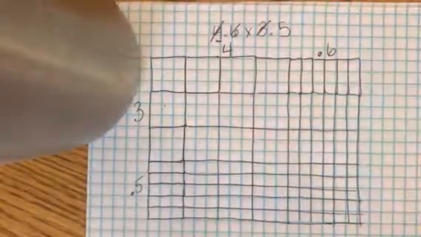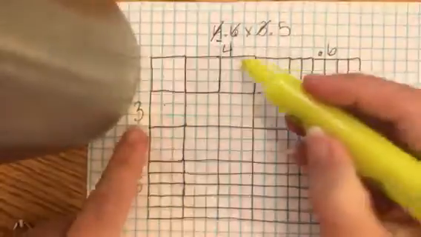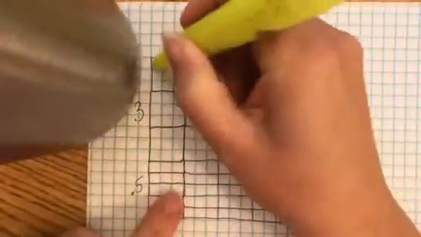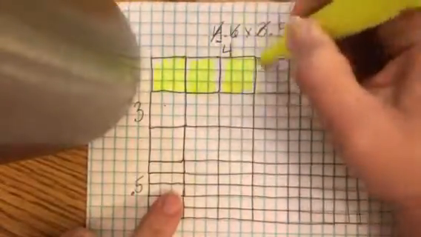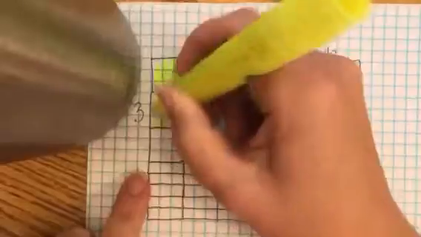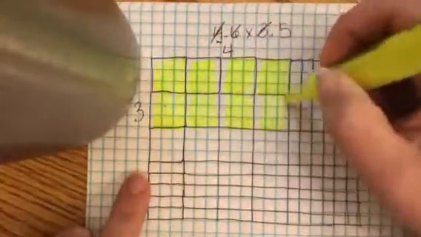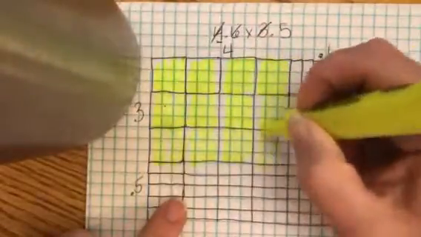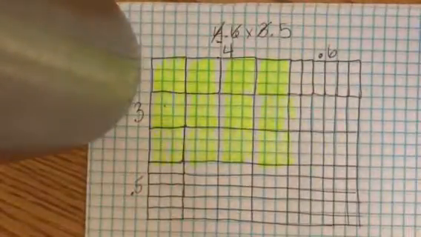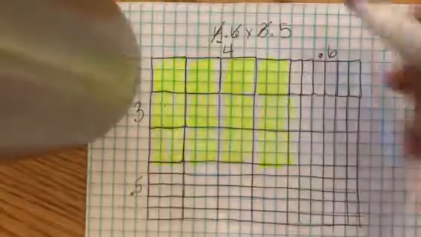Okay, so I'm going to color in my holes. So I have my first color. I'm going to color in my holes. I have 3 times 4, which should be 12. 1, 2, 3, 4. Coloring in my holes. Colored in my holes. Okay, I'm ready to change colors. I have to shade in now my tenths.